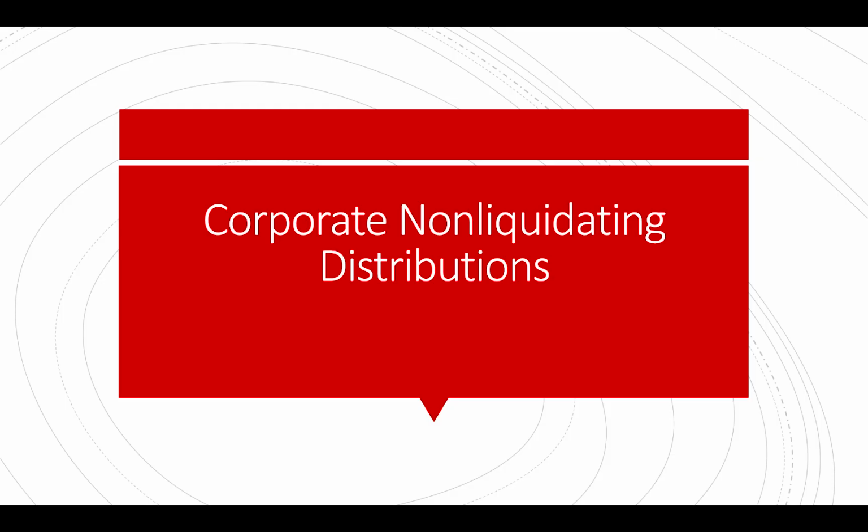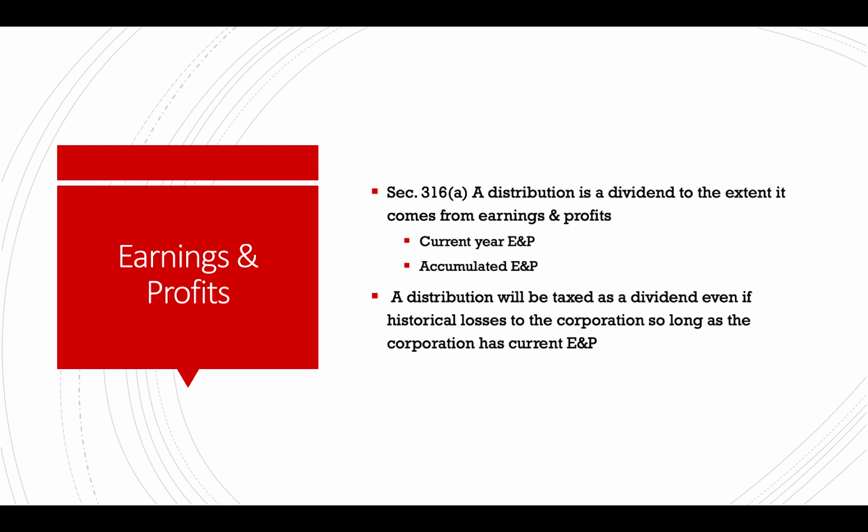In this chapter, we're going to discuss corporate non-liquidating distributions. Non-liquidating means not going out of business. So these are distributions from the corporation to shareholders that happen in the normal course of business. The most important concept in determining whether such a distribution is a dividend or something else is earnings and profits.